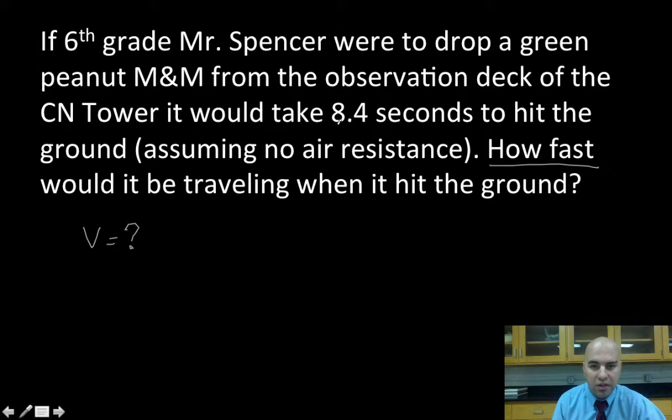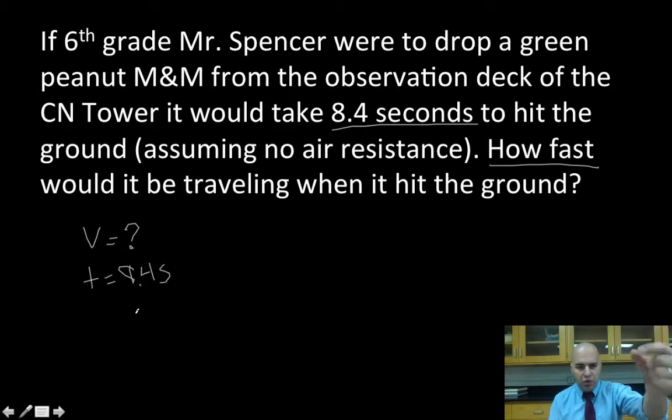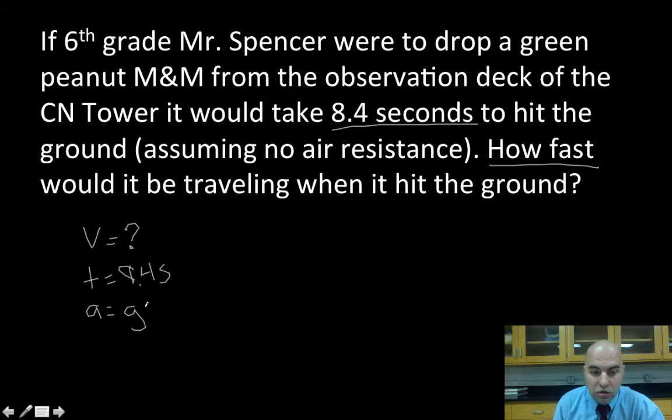So if I'm reading this, I see, okay, it's going to take 8.4 seconds. All right, so time is equal to 8.4 seconds. Now, there's something else that we know, but it isn't written in here. If I drop that green peanut M&M and it starts falling, that's in free fall. So that means it's accelerating due to gravity. So in this case, because it's acceleration due to gravity, we're going to write that as little g. That is equal to 9.8 meters per second squared.